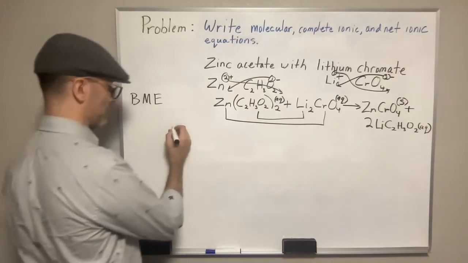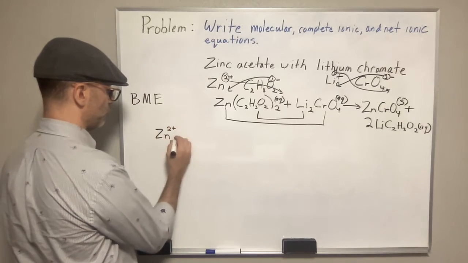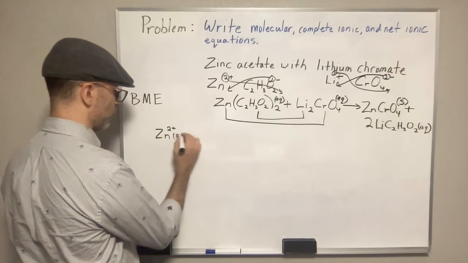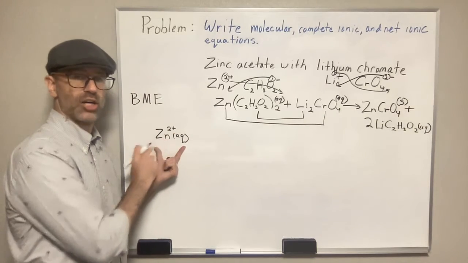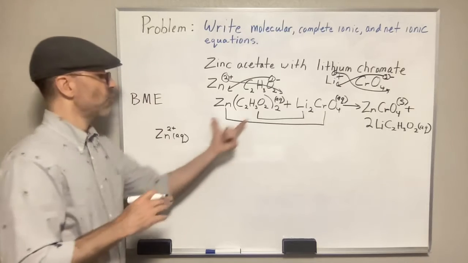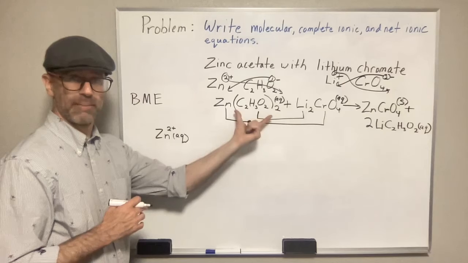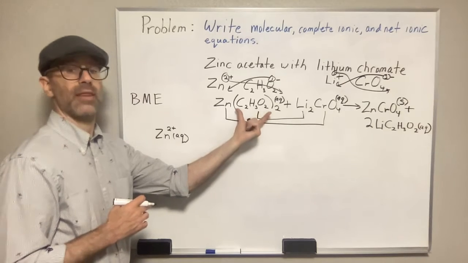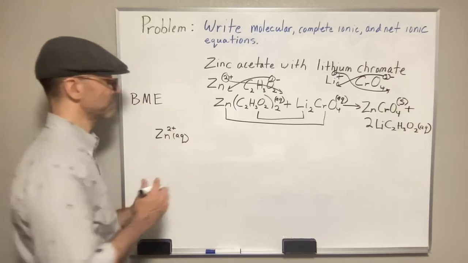So I'm going to give myself more space. So zinc has a 2+ charge, and so that's aqueous. And notice that when I write the ions, I am writing the charge for the ions. When we write it in this form here as a molecule or as a formula, then we don't write the charges.